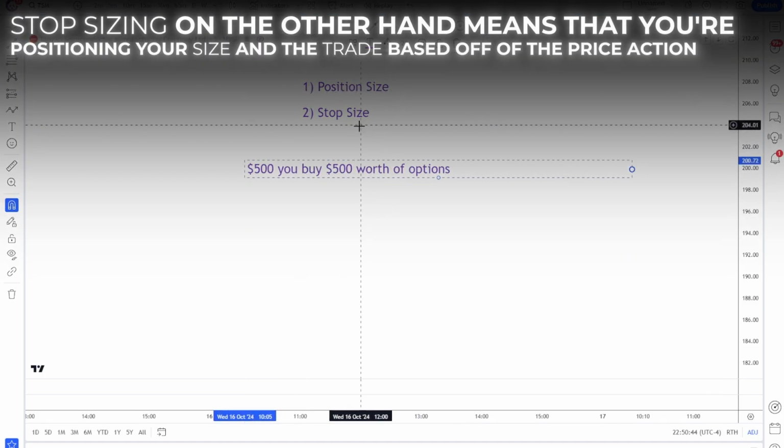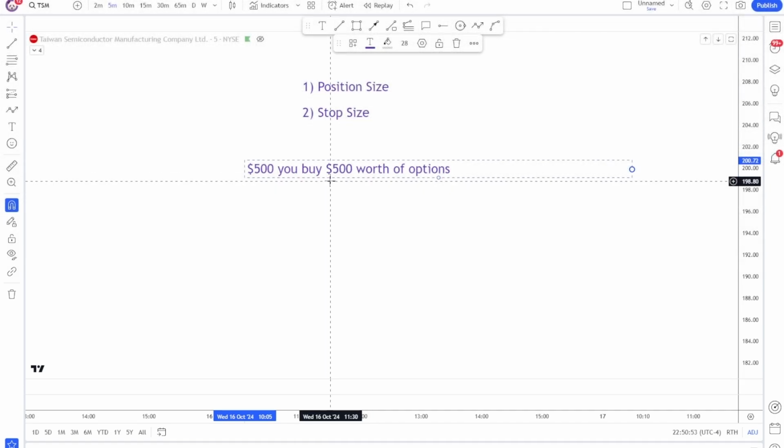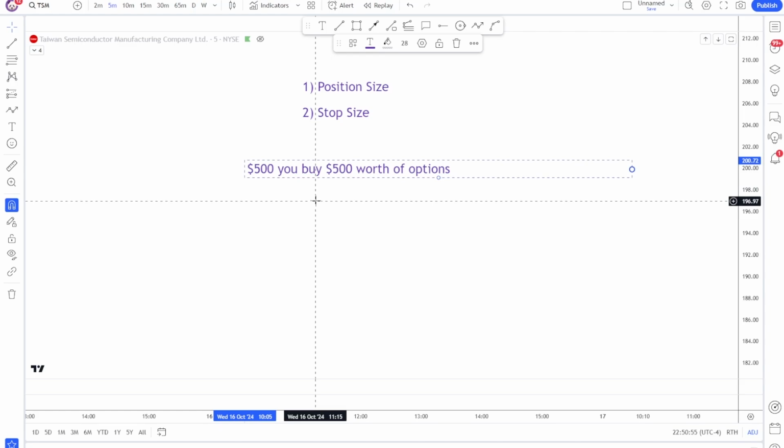Stop sizing, on the other hand, means that you're positioning your size in the trade based off of the price action. So say a stock is trading at 100 and your stop is 98, you're doing the math on how much the options would decay into that stop and then sizing accordingly.